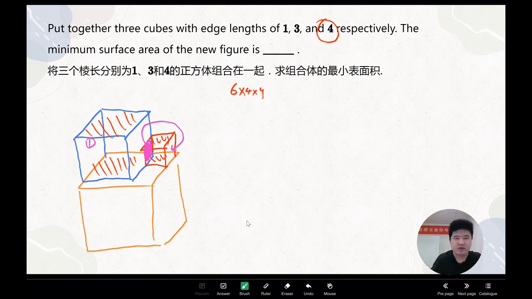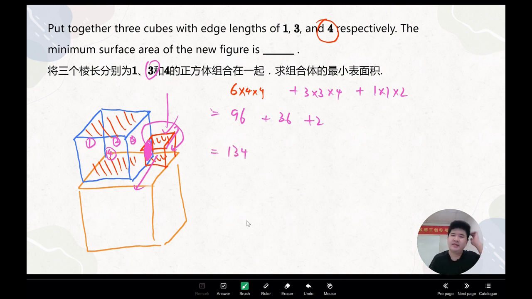Did you just find out for the blue cube? For the cube with the edge length of 3, we have 1, 2, 3, 4 complete faces. 我们把这右边的面往左边一推，能够补完一个棱长为3的正方体的侧面。So it just becomes 3 times 3 times 4. And for the cube with edge length of 1, what has left here? We only have a face in the front and a face in the back. So we just got 1 times 1 times 2. And for this one here, we just got 6 times 16, which is 96, plus 36, plus 2. And add them together, it becomes 134. And that is the answer.